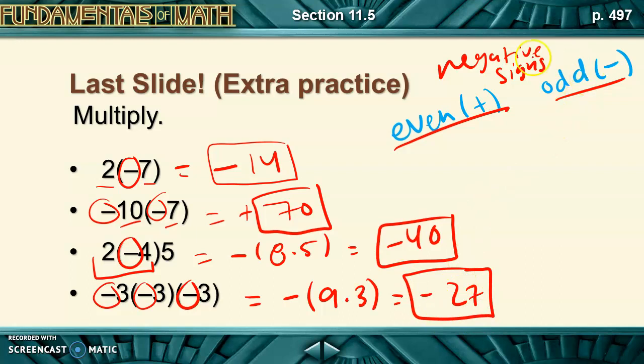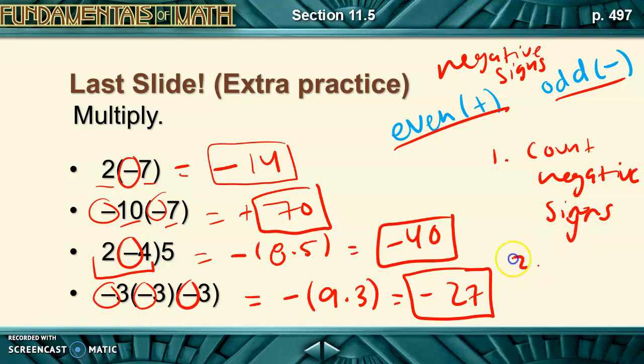Alright, that's it. Don't forget your rule. This is one really basic rule for us to kind of remember. The first thing we do is we count the negative signs. And step number 2 is you multiply the numbers.